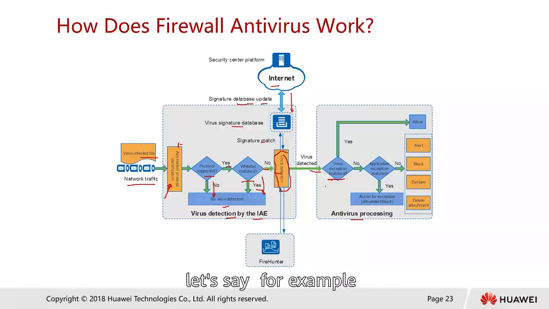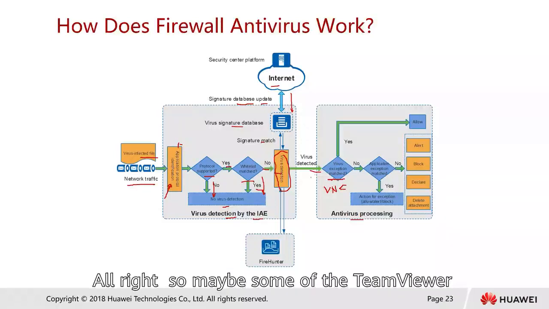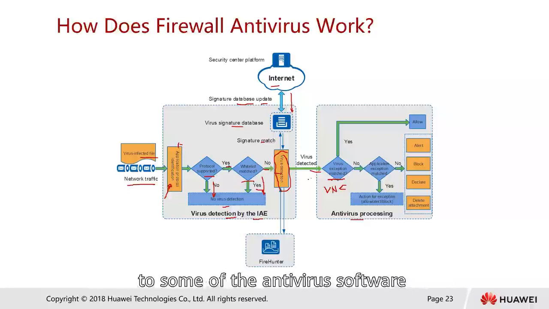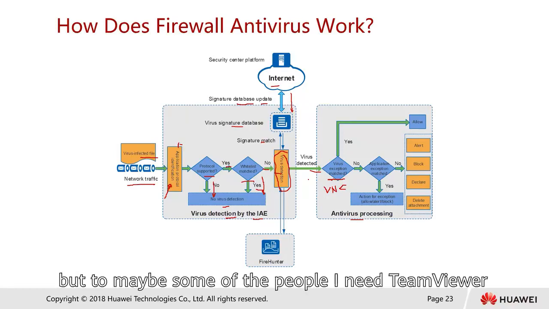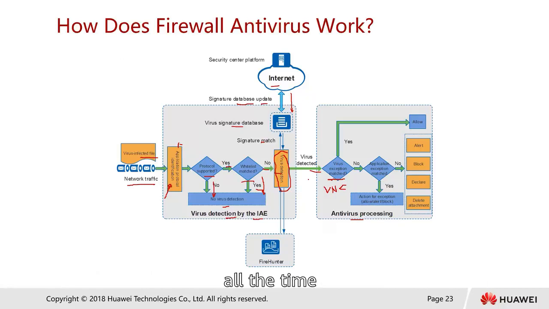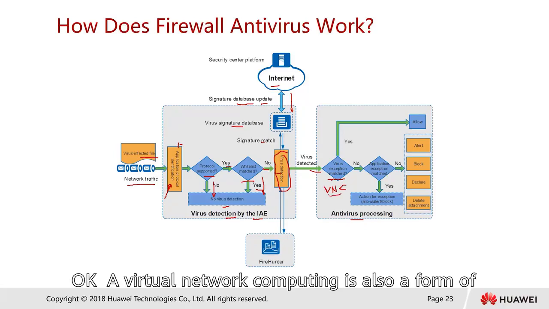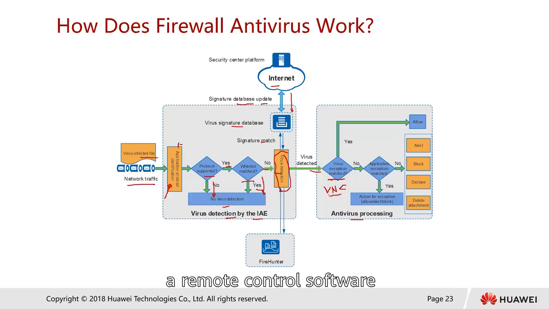For example, VNC, or maybe TeamViewer, right? Some antivirus software considers TeamViewer a remote control software. But maybe some people need TeamViewer all the time, so I need to whitelist it. The same goes for VNC. Virtual Network Computing is also a form of remote control software.